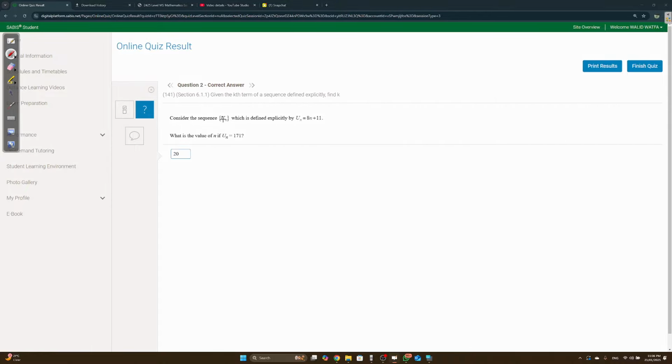Question 2. Consider the sequence u_n, which is defined explicitly by u_n is equal to 8n plus 11. What's the value of n if u_n is 171? Very easy. I can't think of questions easier than this. You're going to do 8n plus 11 is equal to 171. Other side, 8n is 160. n is 20.